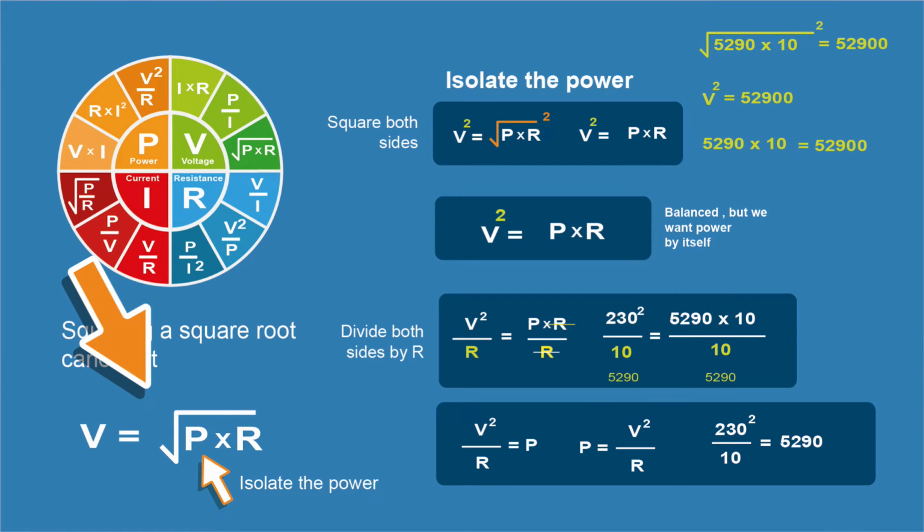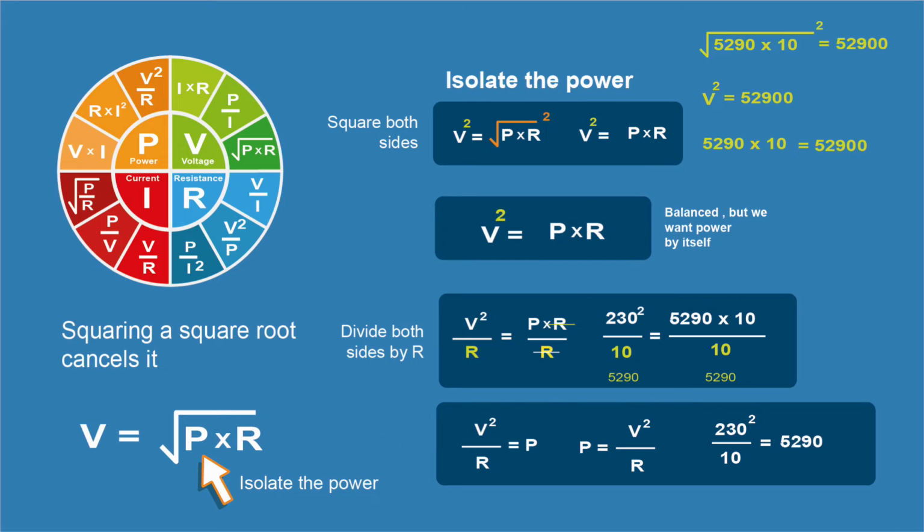If we had the formula voltage equals the square root of power times resistance and we wanted to isolate the power, again we square both sides. Voltage squared equals the square root of power times resistance, squared. The squaring of the square root cancels it out. And we're left with the formula V squared equals P times R. Again we want power by itself. So we divide both sides by R. And that leaves us with the formula V squared divided by R equals P. So power equals the voltage squared divided by the resistance.